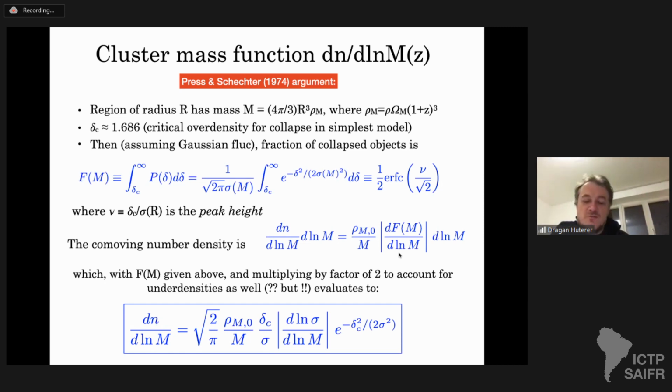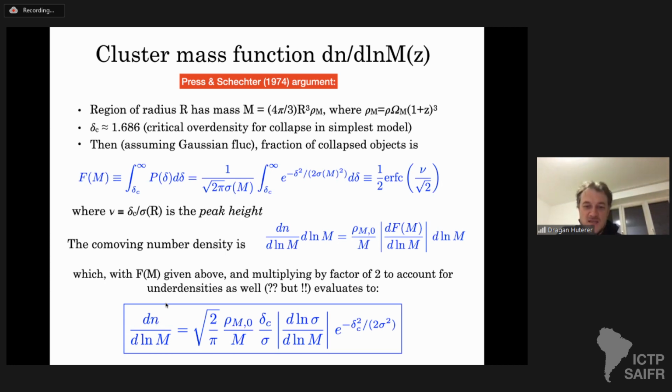And then comes one of the most famous sleight of hand arguments in the history of cosmology, probably. They say, okay, that was good, but we only counted overdensities. We forgot to count underdensities. To me, at least, it doesn't immediately make sense. Well, let's multiply by a factor of 2. So they just take that, multiply by 2, and this is their answer. In other words, this expression multiplied by a factor of 2.